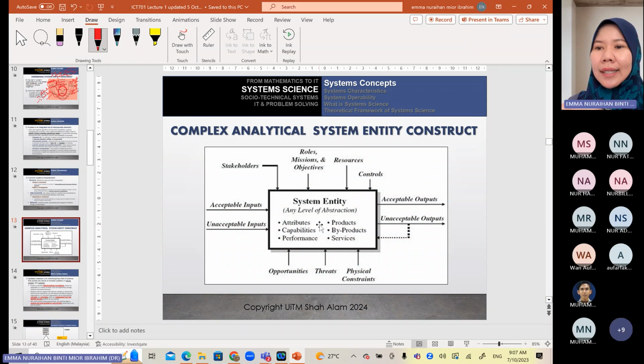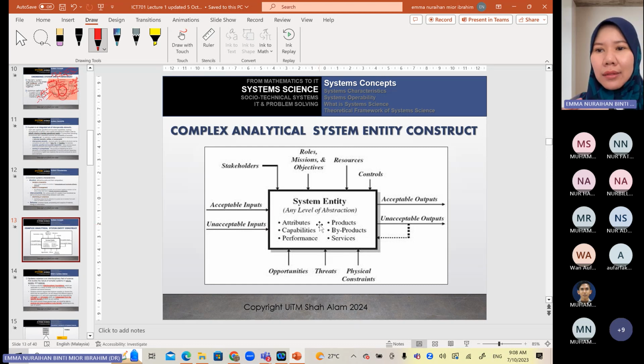Okay, and also you need to consider external factors in terms of threats. What kind of threats? Competition, competitor. Talking about Grab kan, Grab ni siapa competitor dia? Foodpanda. Apa lagi? Kalau in terms of rides like Uber, apa lagi?